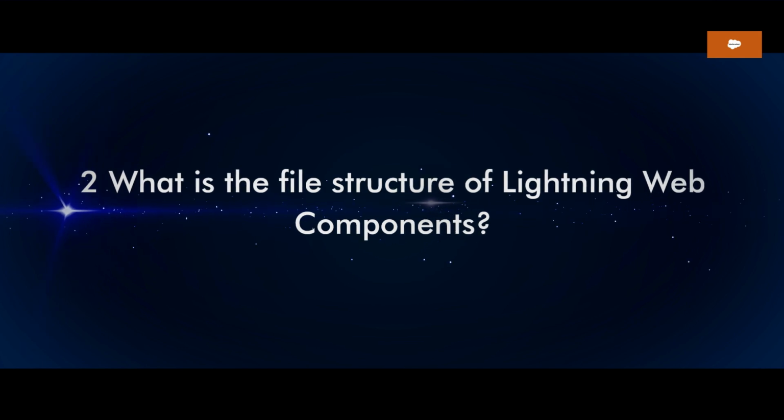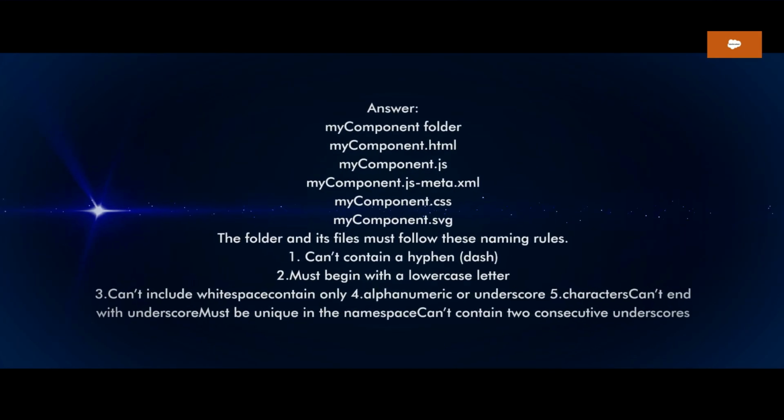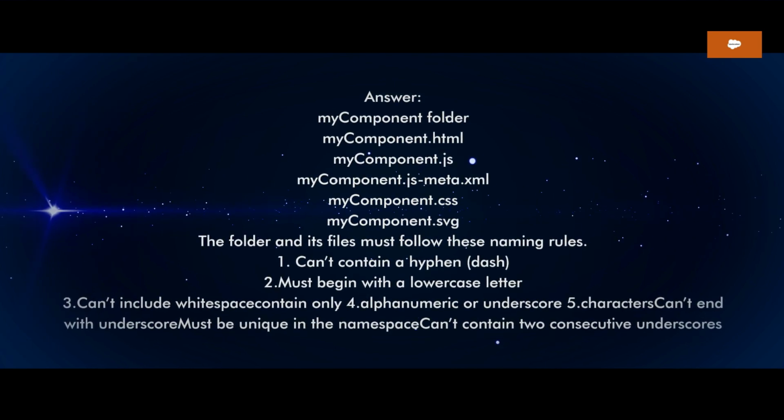2. What is the file structure of Lightning Web Components? Answer. myComponent folder: myComponent.html, myComponent.js, myComponent.js-meta.xml, myComponent.css, myComponent.svg. The folder and its files must follow these naming rules.